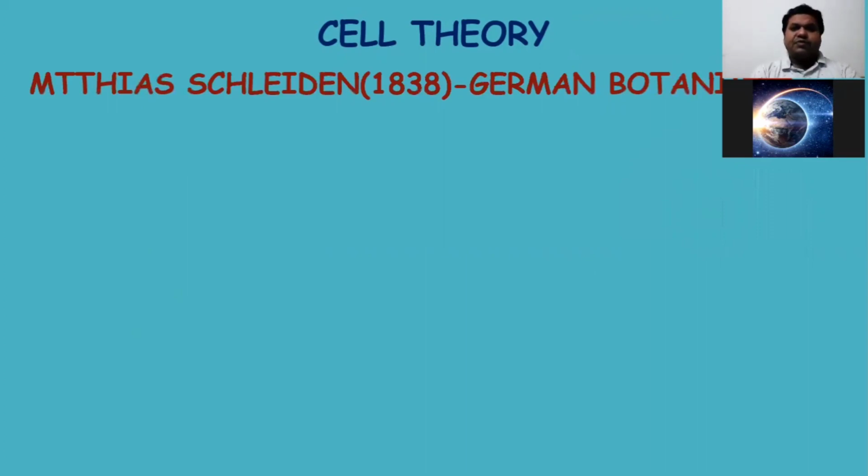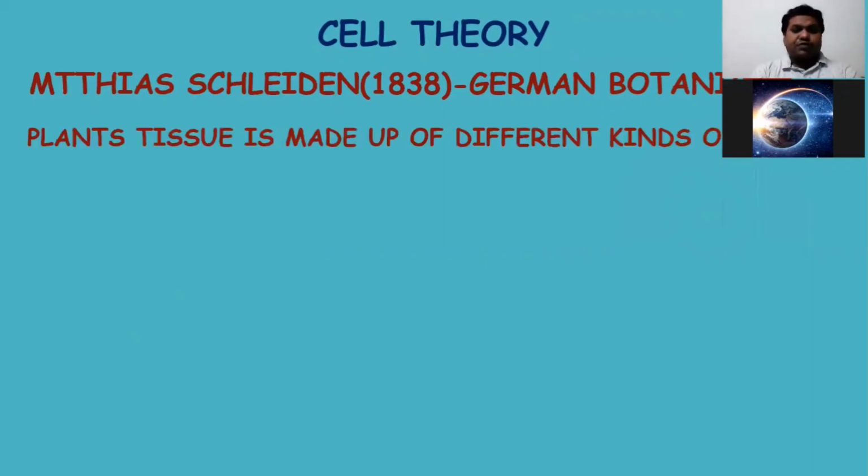Matthias Schleiden, in the year 1838, was a German botanist. His observation was that plant tissue is made up of different kinds of cells, or different kinds of cells make up the plant tissue.